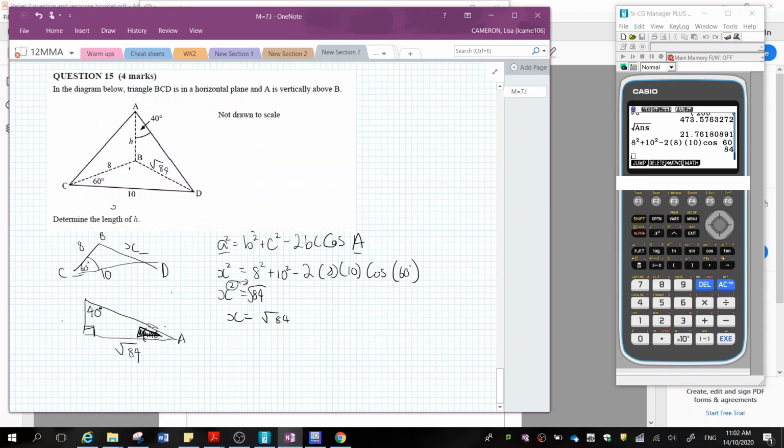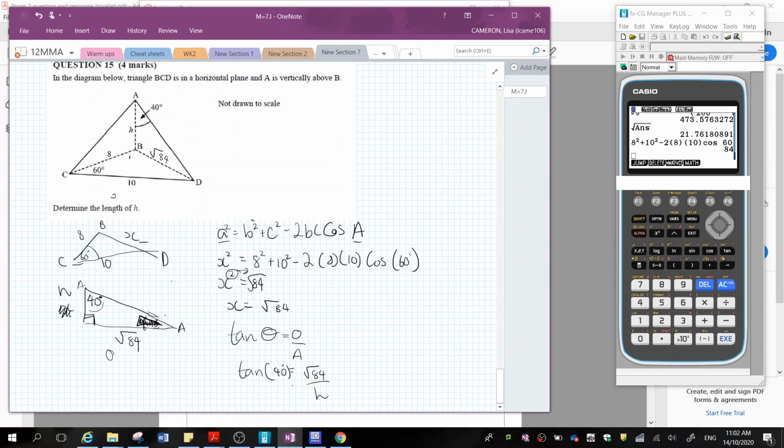Okay, so now I'm trying to find this, which is our side length of H, not x. Okay, so now I'm going to put that in as this is our angle. So this is the opposite and this is the adjacent. So I'm using tan. So tan theta equals opposite over adjacent. So tan of 40 degrees equals square root of 84 over H. These two are going to flippity flop. So H is equal to square root of 84 over tan 40.